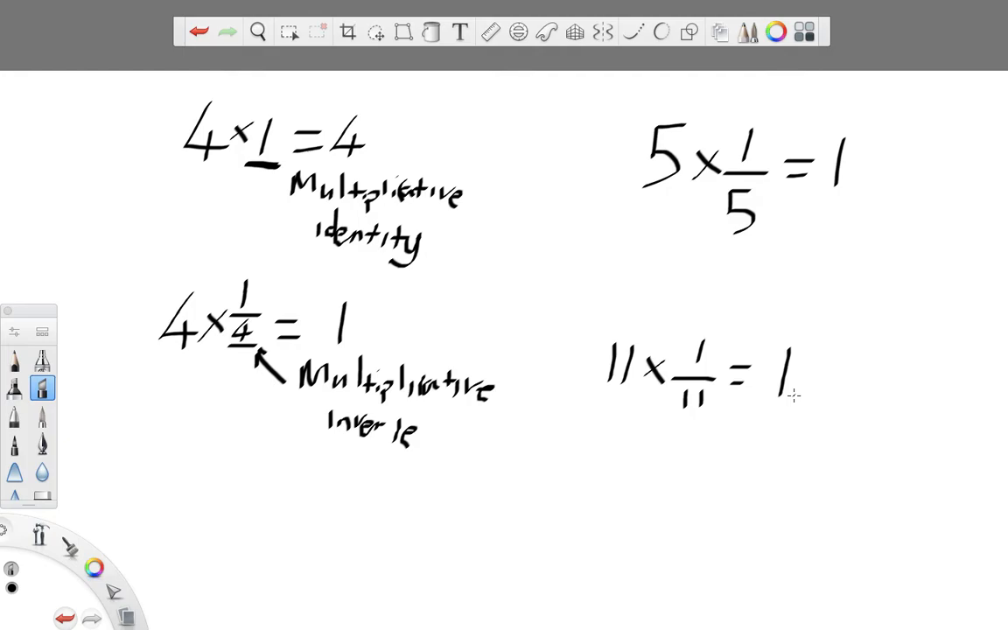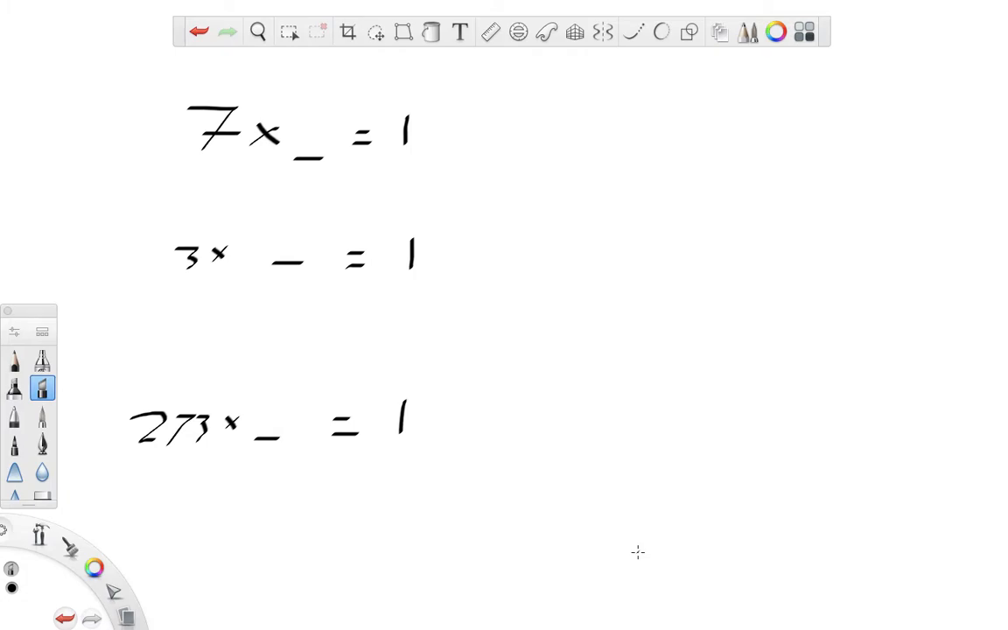So let's have a look at some more examples. Starting with the first one, what do I have to times by 7 to get the multiplicative identity, which is 1? That's right, 1 over 7. So we've taken 7 and we've written 1 over. 3 times what is equal to the multiplicative identity 1? 1 over 3. And then 273 times what gives us the multiplicative identity, which is 1? Well, you're right, 1 over 273.